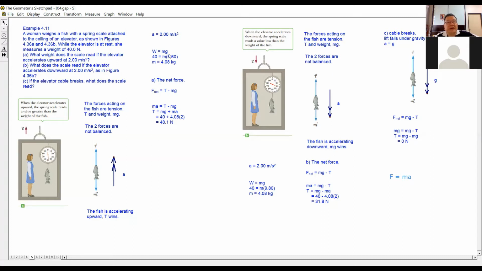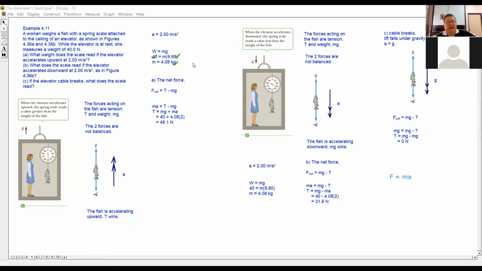G is the acceleration due to gravity. So from this, we can calculate the mass of the fish, the actual mass of the fish, not the weight of the fish. From the weight of the fish, here, we can calculate the mass. So the mass is actually 40 divided by 9.8. So the answer, the mass is 4.08 kilogram.